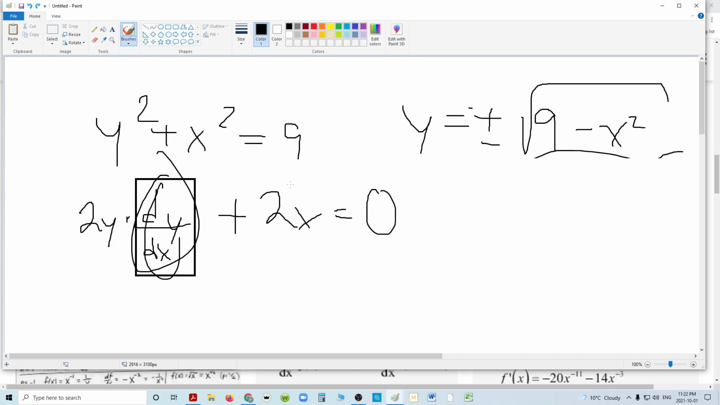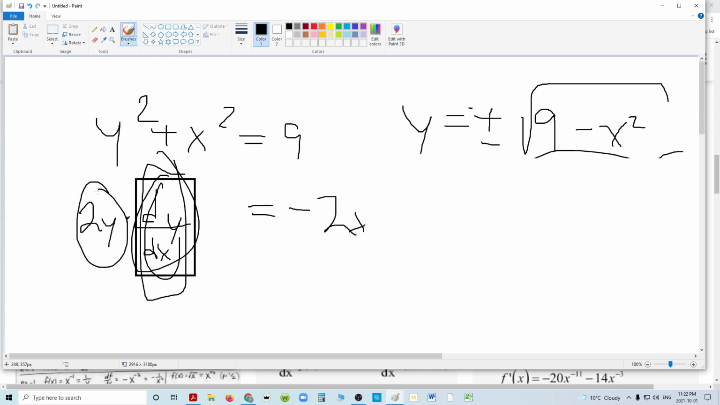Well, my first step, this is being added to it. I'm going to send it to the other side. So I get this is equal to minus 2x. Now this thing that I'm trying to isolate is being multiplied by 2y, so I'm going to multiply both sides by the reciprocal so that it cancels out. When I multiply this side by the reciprocal, I get that.